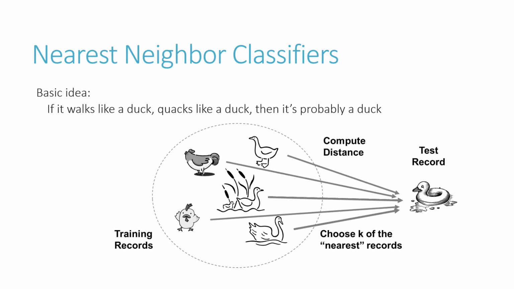Then we can sort the distances and choose the training data points that are nearest to the test record. If we consider only the single nearest data point, then based on it we can classify the test record. But the general nearest neighbor classifier has one hyperparameter, which is K.